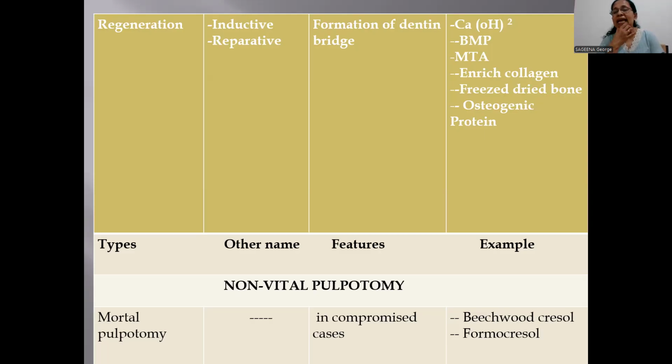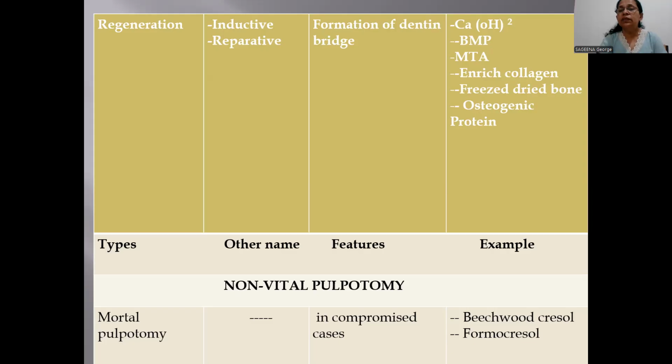The examples of medicaments used in this group are calcium hydroxide, bone morphogenic protein, MTA, biodentine, etc. This technique is actually preferred in young permanent tooth pulpotomy. And the second broad category is non-vital pulpotomy, which is called mortal pulpotomy.